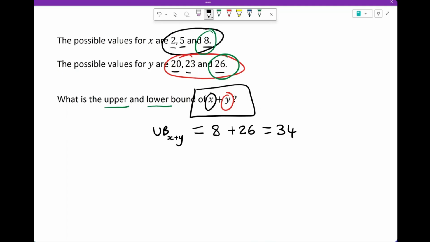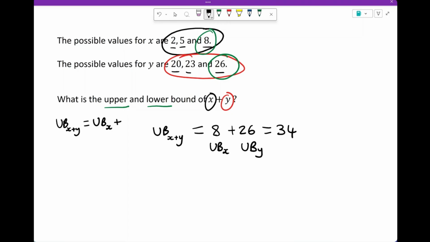Now let's just consider what we've done here. The 8 we said is the largest value for x, so in other words, that is the upper bound for x. And then the 26 was the largest value for y, so that is the upper bound for y. Therefore, if you want to do the upper bound of an addition calculation, you need to do upper bound plus upper bound. So as a generalization, the upper bound of x plus y is equal to the upper bound of x plus the upper bound of y, like that.